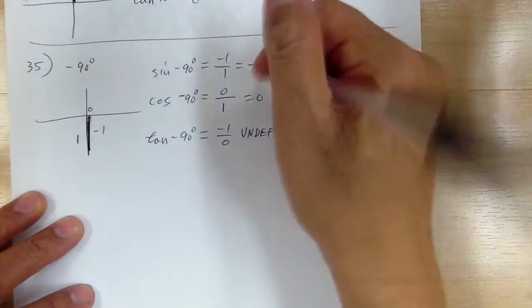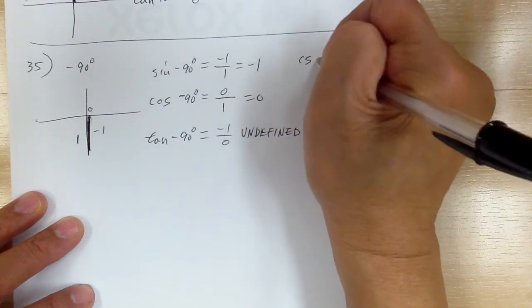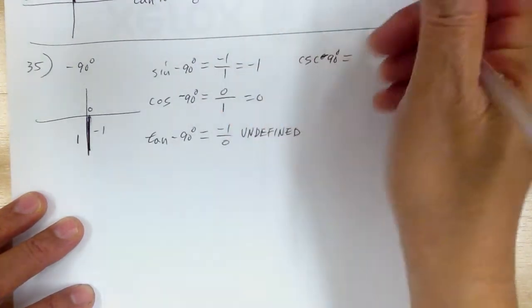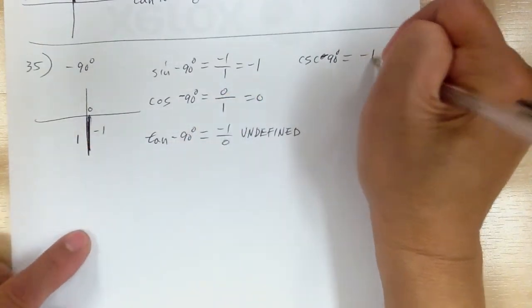Then once you get the 3 primary, you can get the 3 secondary. So sine, you get cosecant. Cosecant of negative 90 degrees, you flip this upside down, you're still going to get the same thing, right? So you get -1.